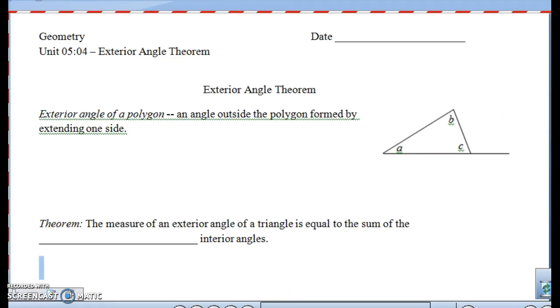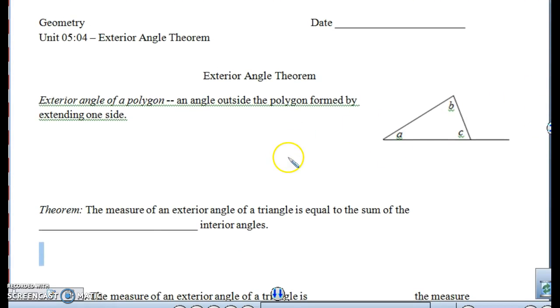This is Geometry, Unit 5, Lesson 4, on the exterior angle theorem. The exterior angle theorem deals with extending the side of a triangle and measuring the angle that's formed. The exterior angle of a polygon is an angle outside the polygon formed by extending one side.